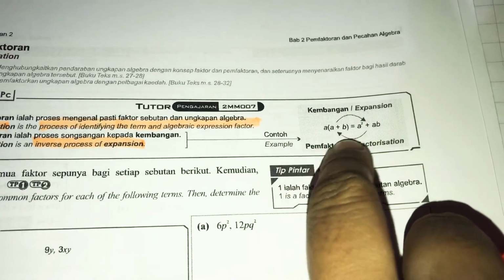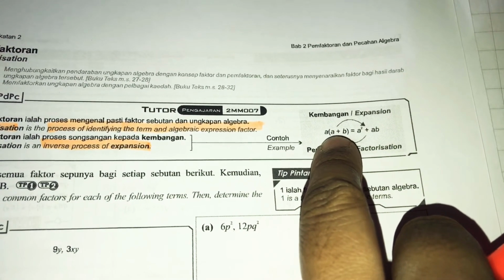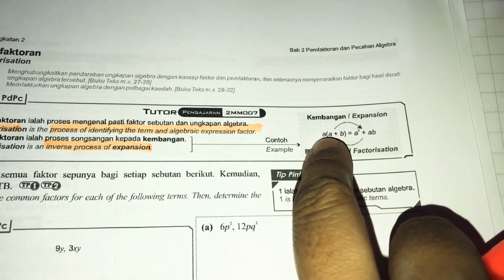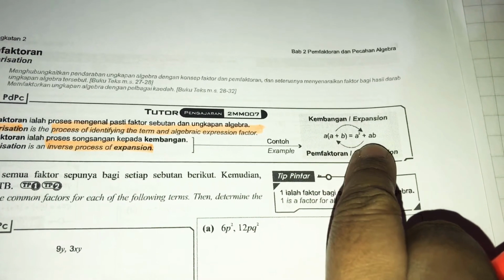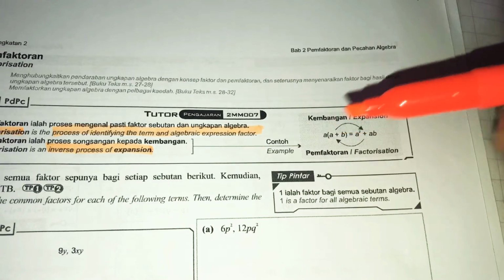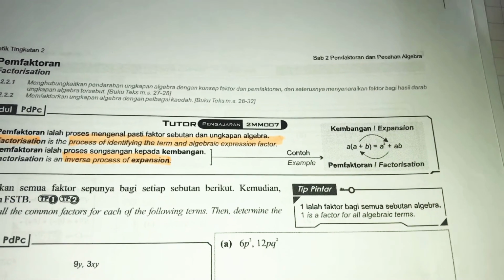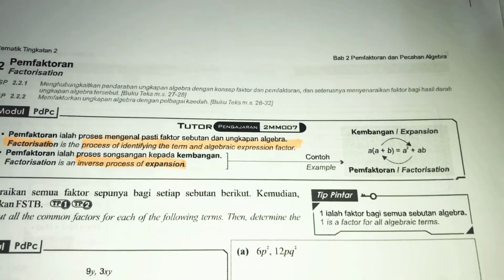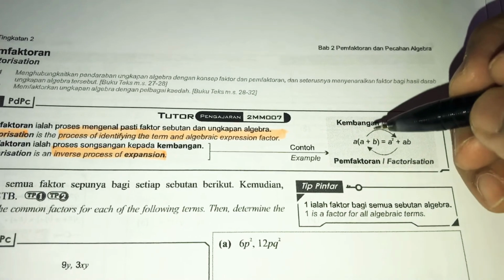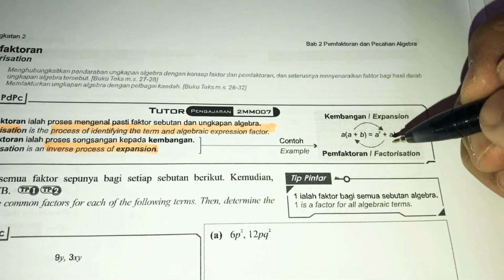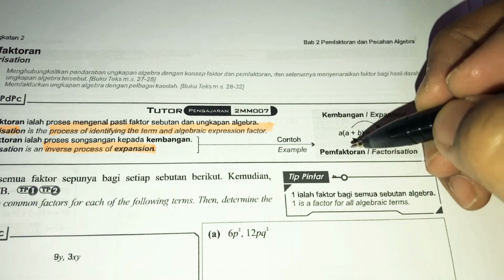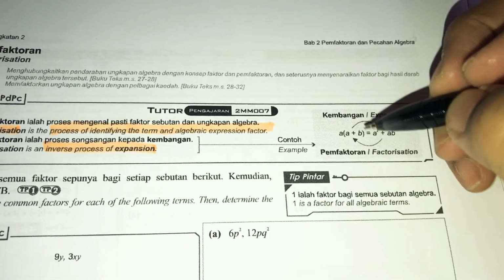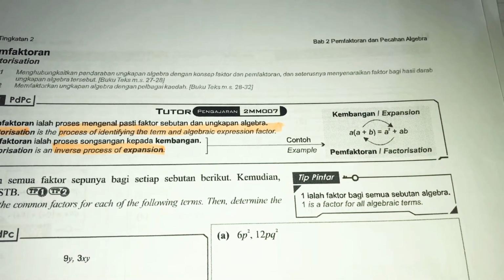In the previous lesson, you learned about expanding like this: A multiply (A plus B). When you expand, it becomes A times A, you get A square, and A times B, you get AB, right? Now factorization is the reverse process, the inverse process of expansion. If you change this answer back to the bracket form like this, we call it factorization.